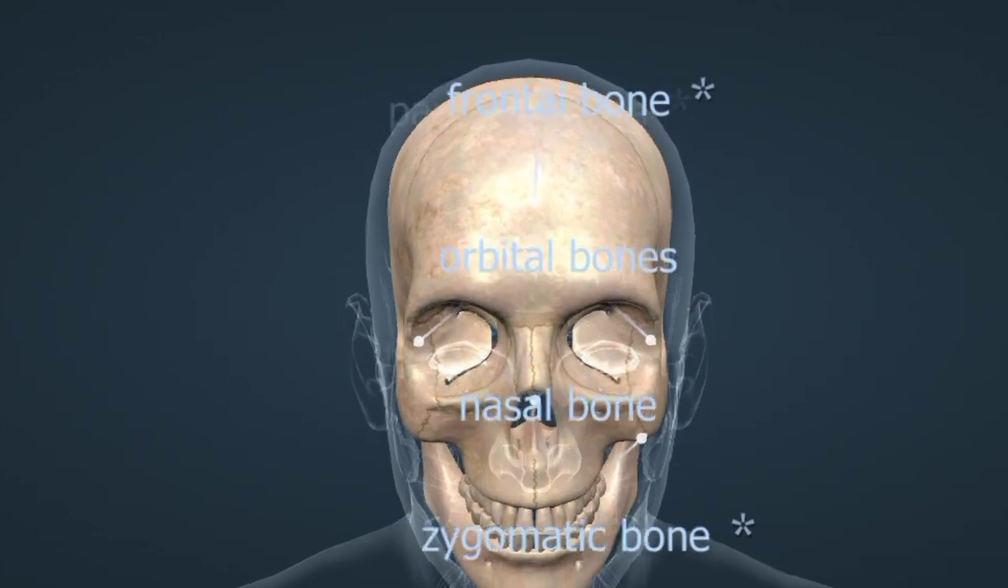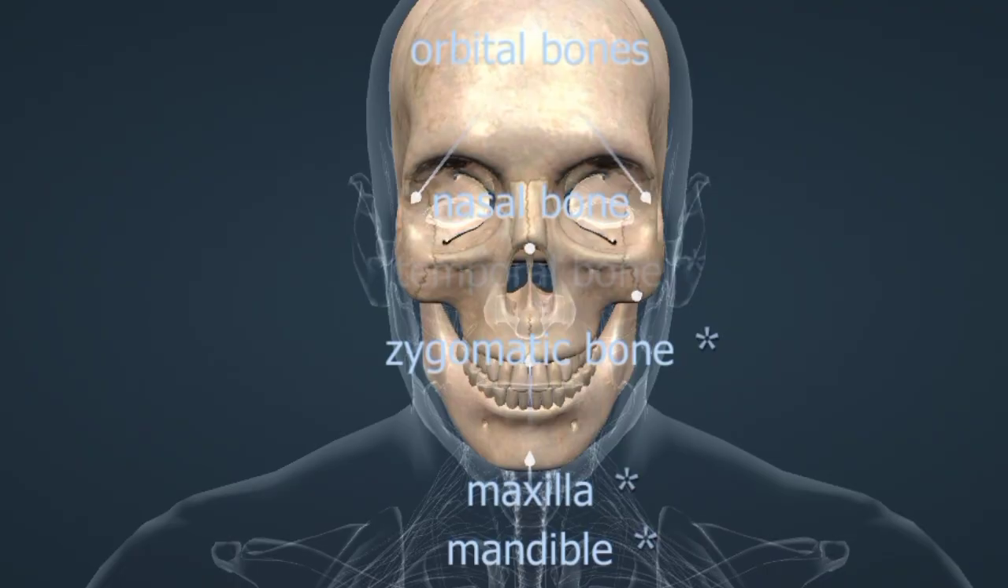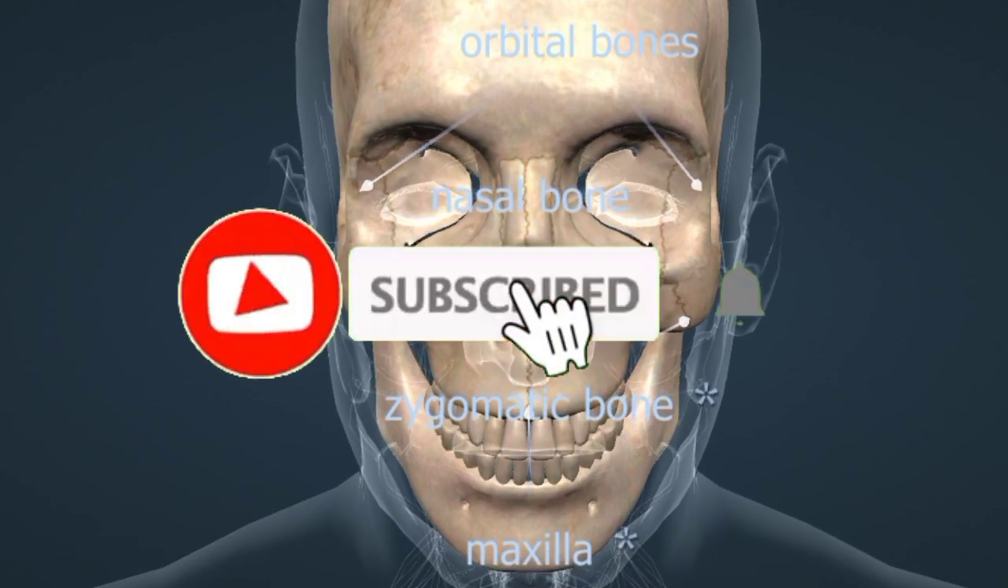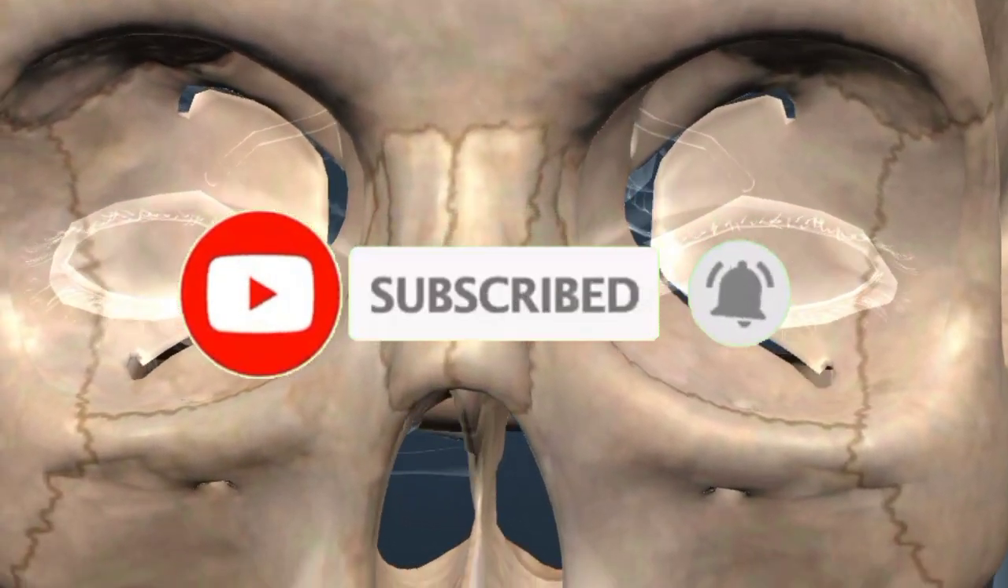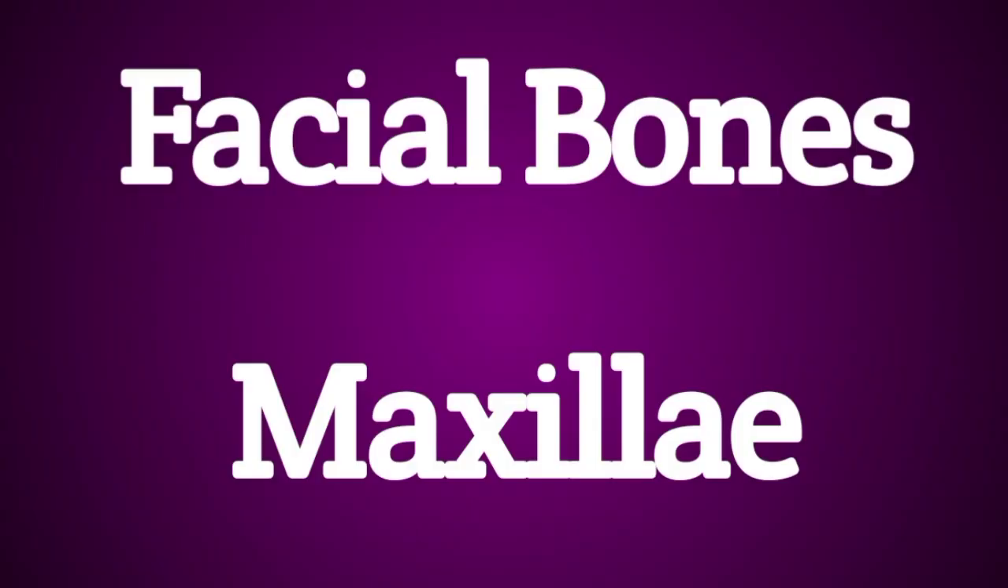Facial bones. Facial bones consist of 14 bones. Nasal bones, small, paired bones forming the bridge of the nose. This bone supports the nasal structure and provides a framework for the nose.